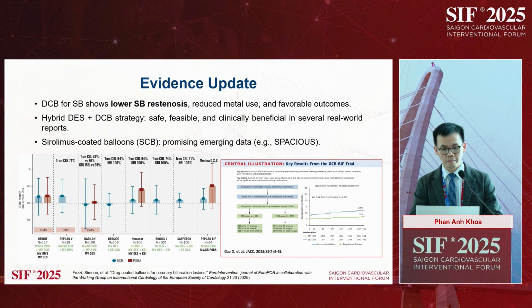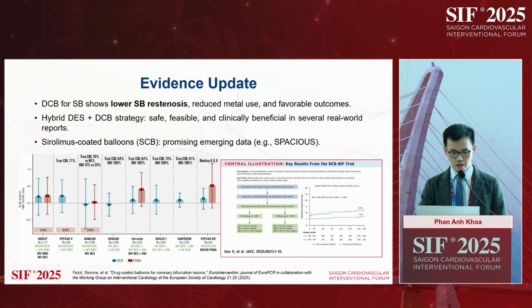So this is some evidence up to date to 2025. You can see so many trials and studies prove that the DCB for side branch shows lower side branch restenosis, reduced metal use, and favorable outcomes.